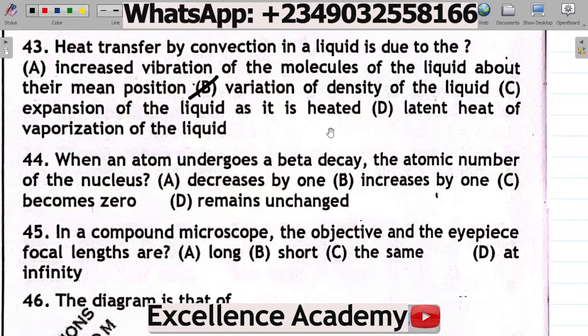All right, next up, question number 44. 44 says, when an atom undergoes a beta decay, the atomic number of the nucleus: A. decreases by 1, B. increases by 1, C. becomes 0, D. remains unchanged. Now let's look at this.